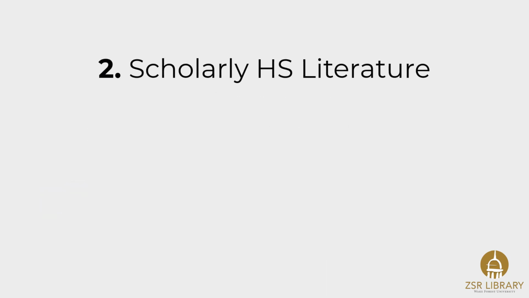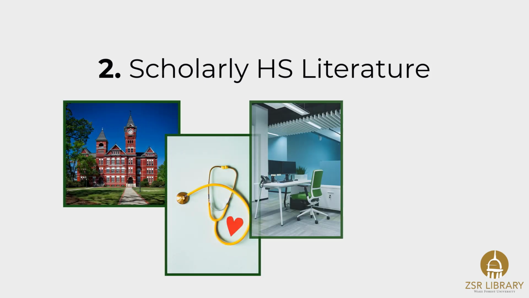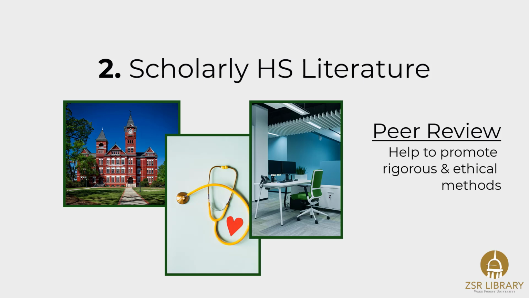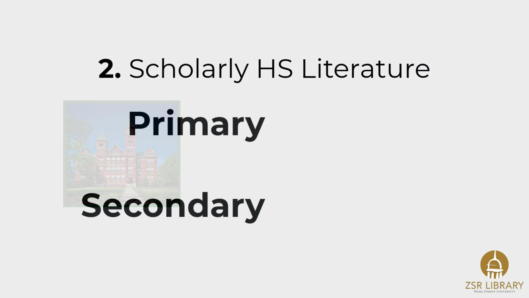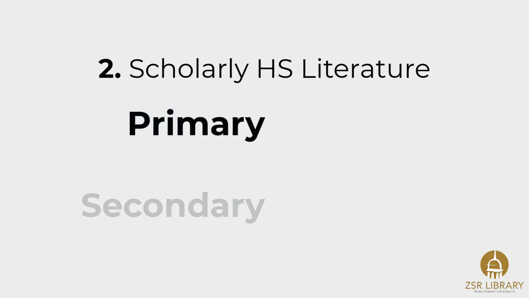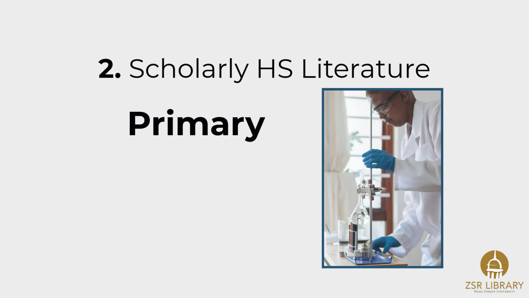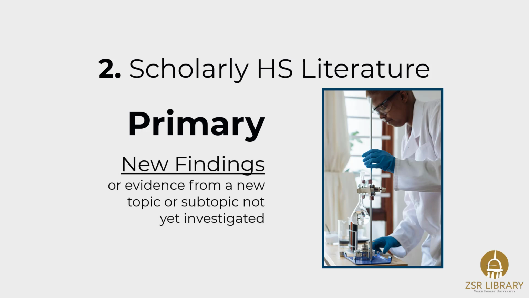Scholarly health science literature is created by researchers in academic, healthcare, and sometimes corporate settings, and typically undergoes a peer-reviewed process to help ensure research methods were conducted rigorously and ethically. Scholarly literature can be classified as primary or secondary. Primary sources are documents that present original research findings from the researcher who conducted the study. They provide evidence on a new topic or a facet of a topic that has yet to be investigated.